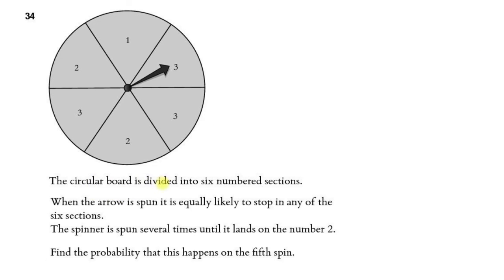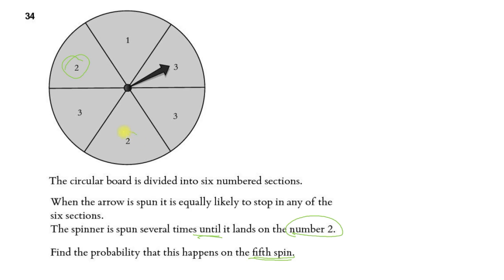The circular board is divided into 6 numbered sections. When the arrow is spun, it is equally likely to stop in any of the 6 sections. The spinner is spun several times until it lands on the number 2. Find the probability that this happens on the 5th spin. So you're going to keep spinning the arrow until you land on number 2.